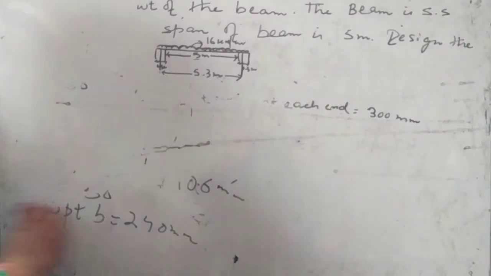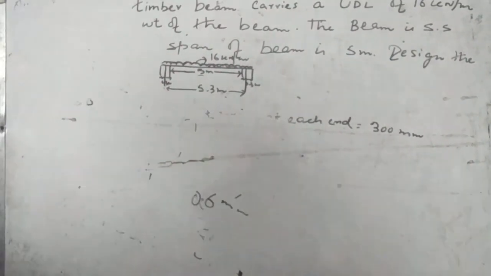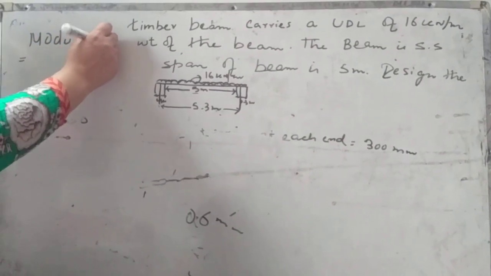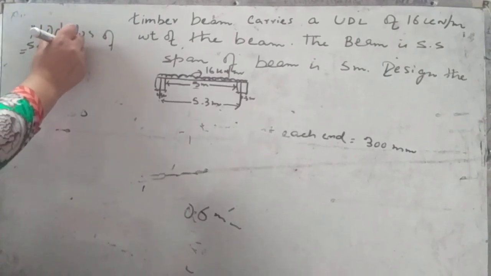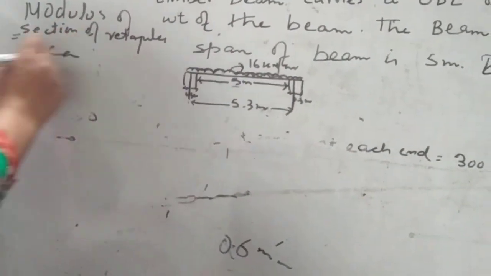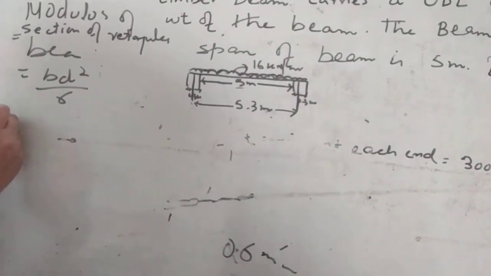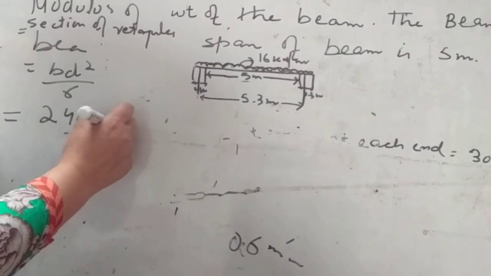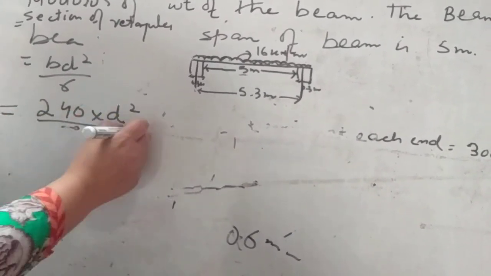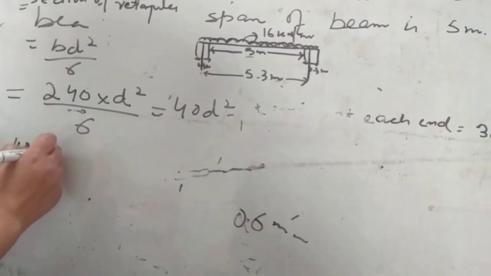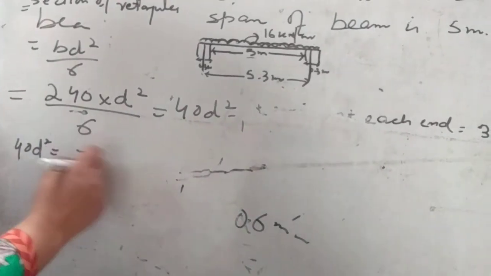Now you have to determine the modulus of section of the rectangular beam, that is equal to BD square by 6. We had the formula as BD square by 6. So we have adopted B as 240, into D square, we don't know the depth, divided by 6. So it will come out as 40 D square. So 40 D square is equal to Z, your section modulus.